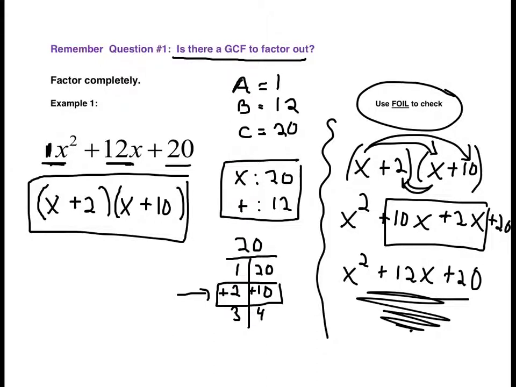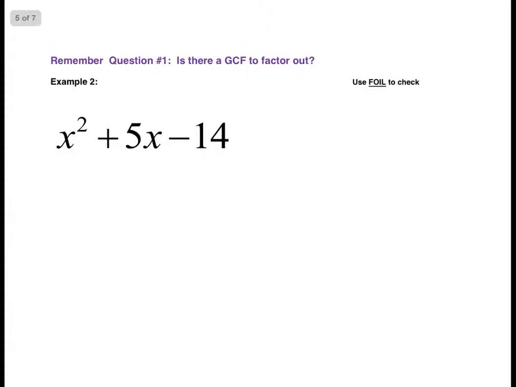All right, we have 6 problems today, and let's go. All right, example 2, you'll write it down. The first question you always ask is, is there a greatest common factor to factor out? And no, there is not a greatest common factor. Otherwise, that would be the first thing that we would do.